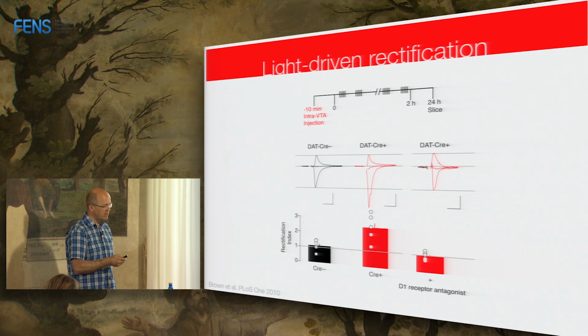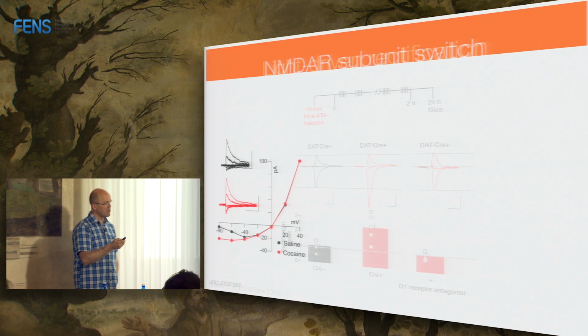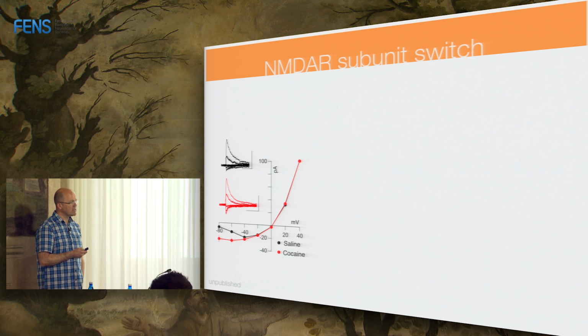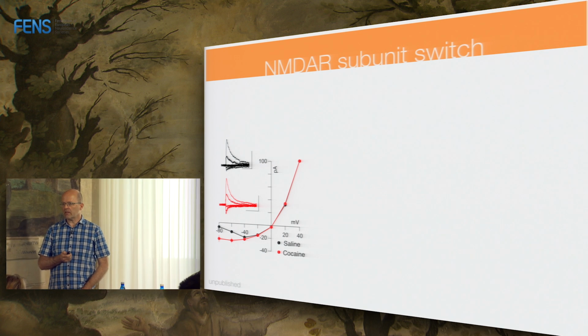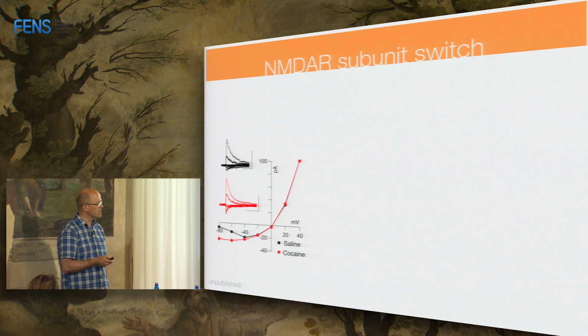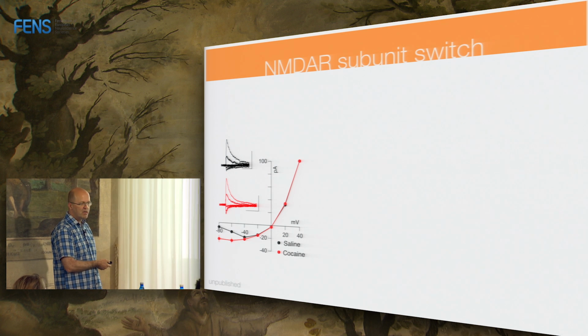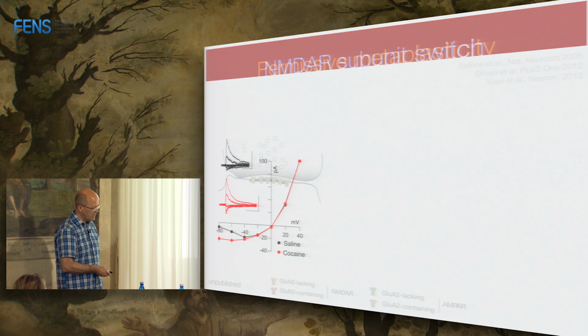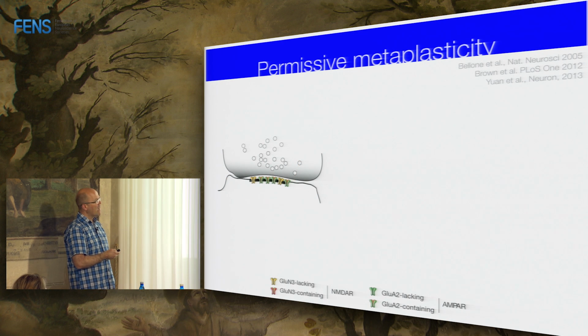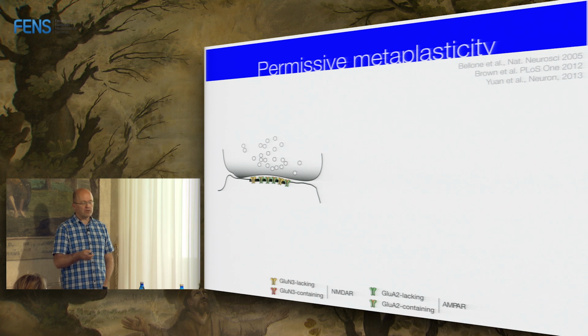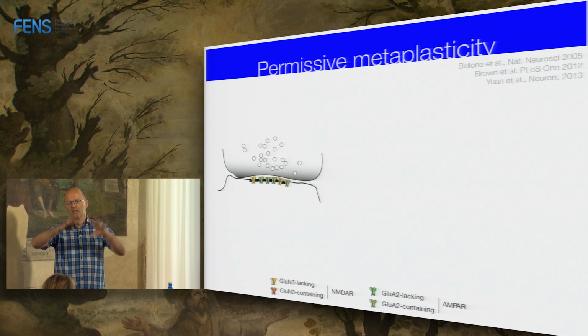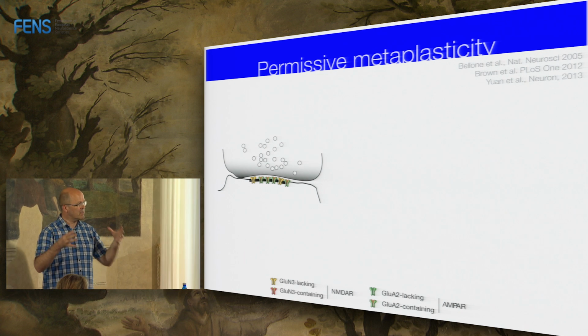But that's not the entire story, and that took us almost 10 years because we realized that the NMDA receptor subunit composition also changes. So here I show you a typical NMDA current voltage relationship that is inhibited at -80, then gets some positive, and then is outward rectifying. And after cocaine, that actually is different. I'm going to make this a little shorter.